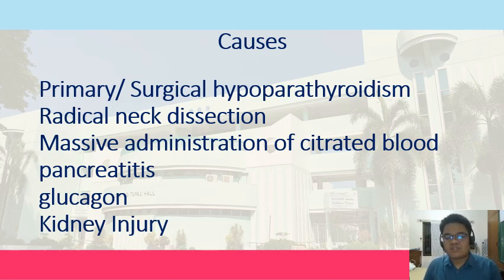Massive administration of citrated blood. Citrate is the substance that is used to preserve blood after your phlebotomy, before your blood transfusion. So for the blood to stay in the refrigerators, it needs to have potassium citrate or citrate itself. Now, the problem with citrate is that it binds with ionized calcium.